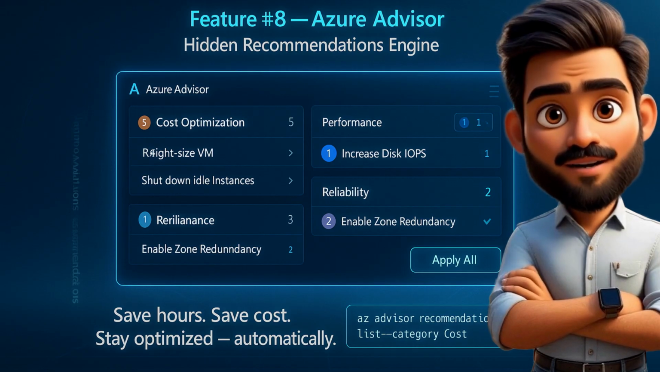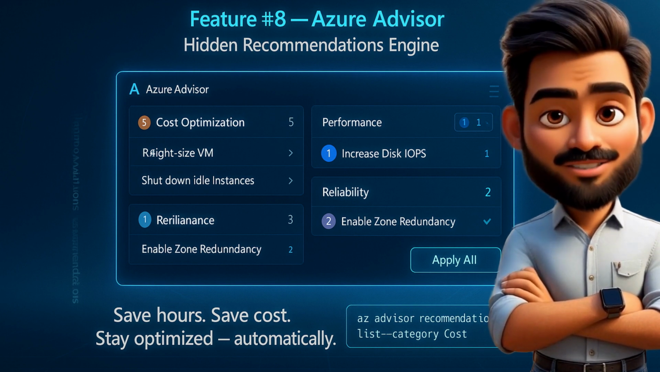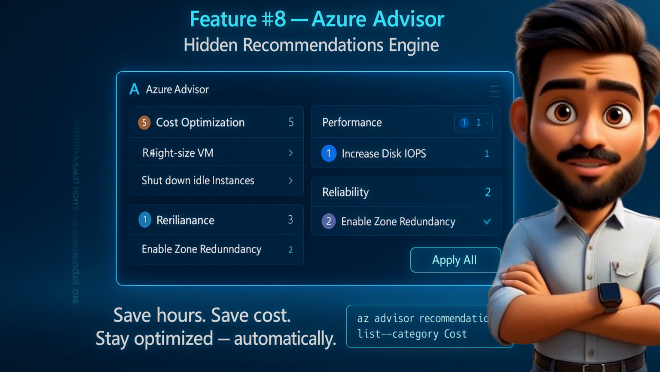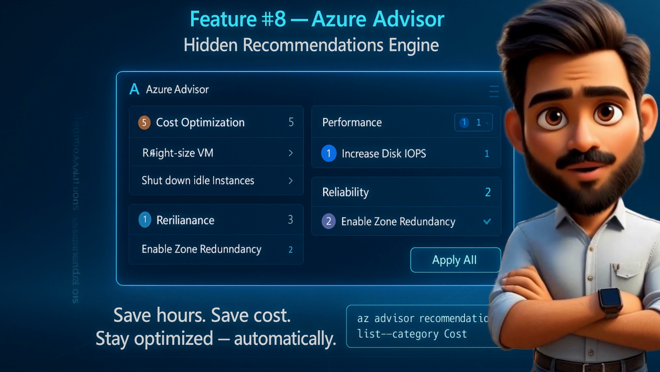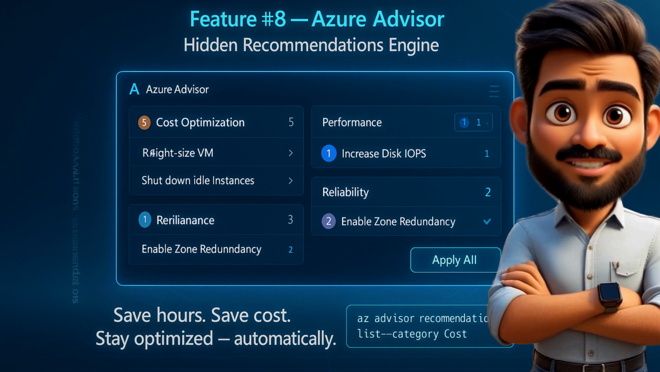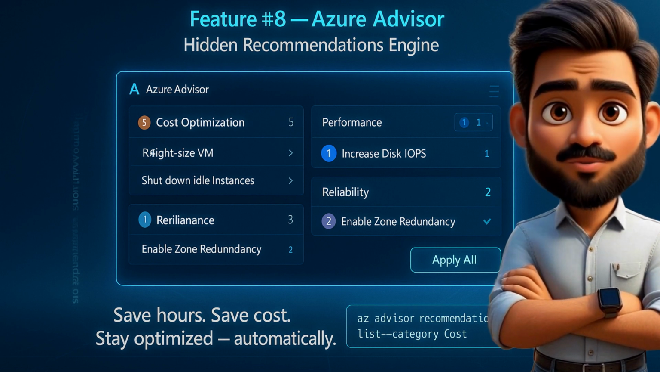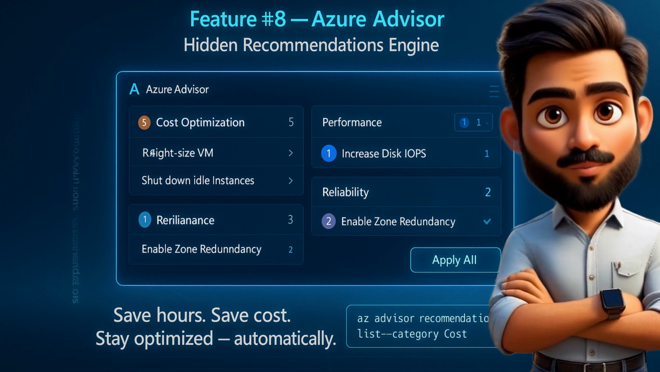Feature number 8, Azure Advisor, your hidden recommendations engine. It constantly surfaces cost, performance, reliability, security suggestions. Turn on auto-apply for low-risk recommendations. Don't spend hours poring over the portal. It shows VM right sizes, idle resources, SKUs. In one click, save $200 plus per month or remove waste.